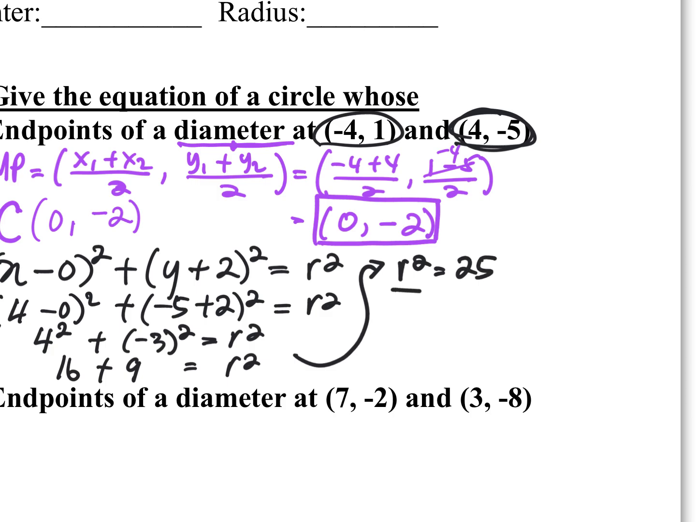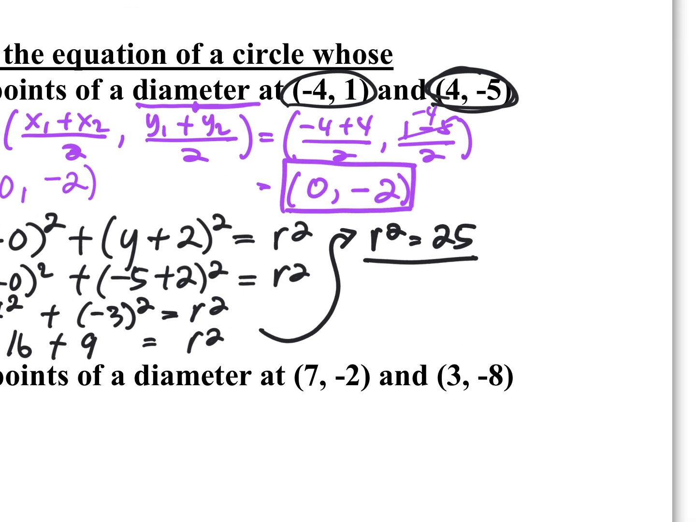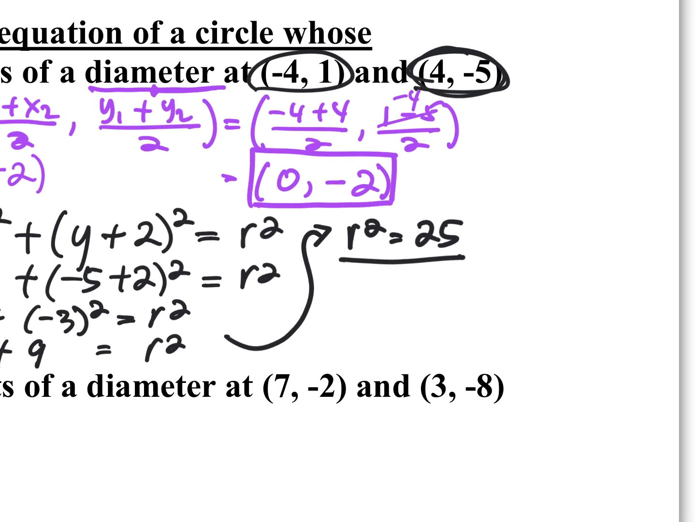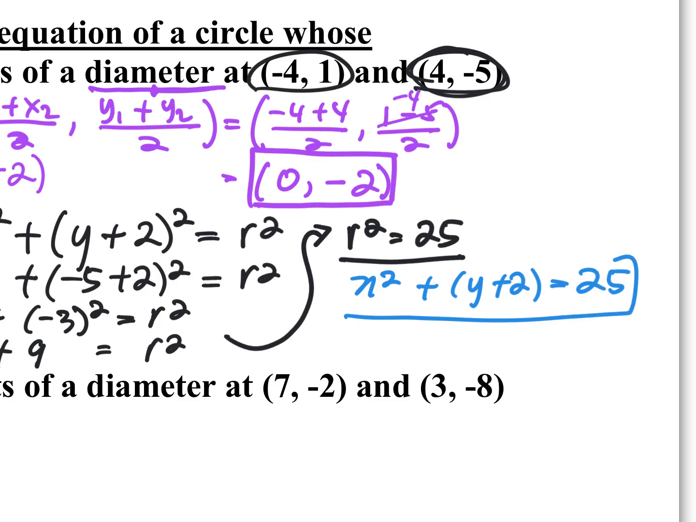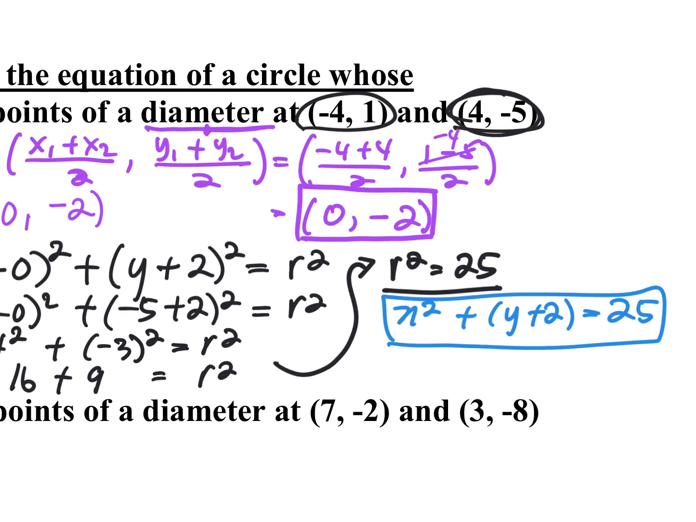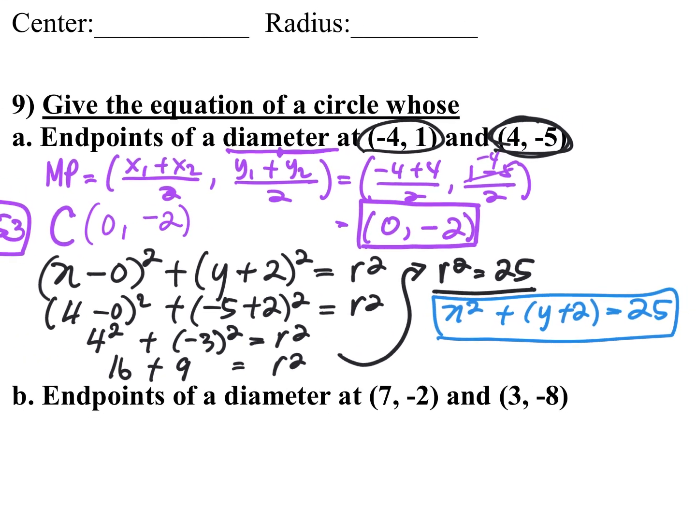Given that now, I can give you your equation of the circle, which is going to be x² + (y + 2)² = 25. So that is the answer to this question.